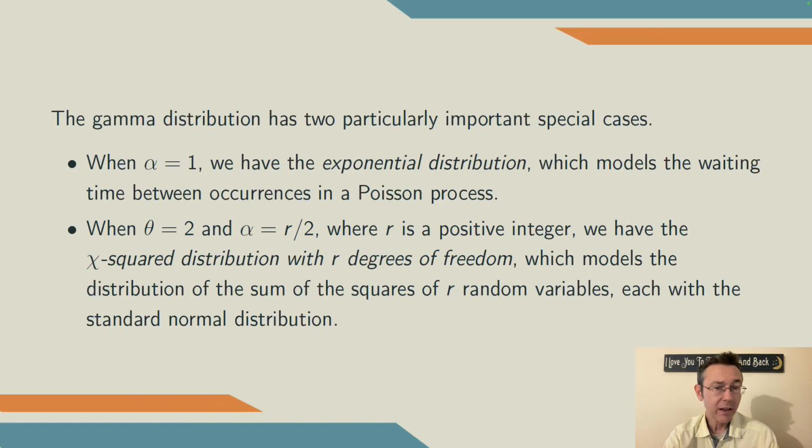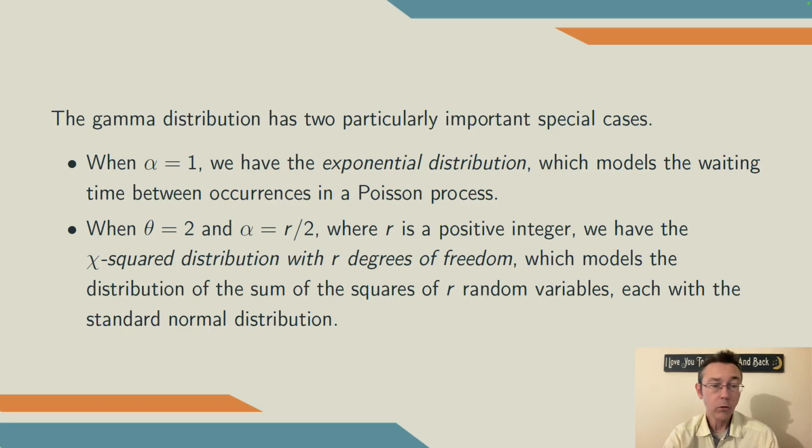The gamma distribution has 2 very important special cases that I want to mention as we wrap up this video. First of all, when alpha equals 1, we get the exponential distribution. So we're just modeling the waiting time for a single occurrence, which is to say the waiting time between any 2 occurrences, when you, again, have a Poisson process.